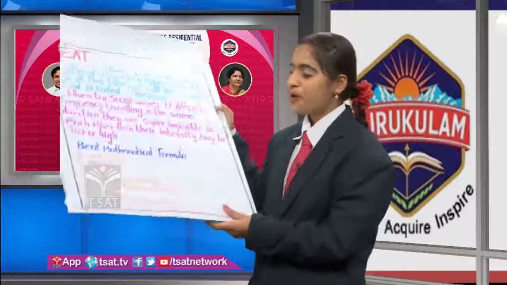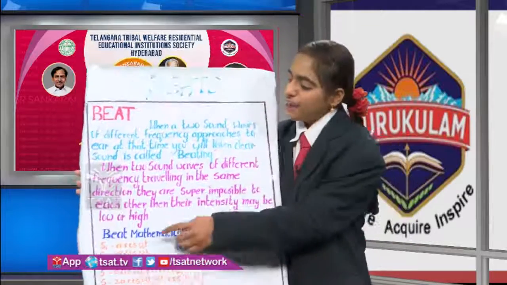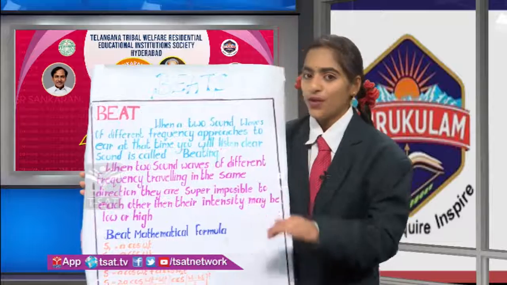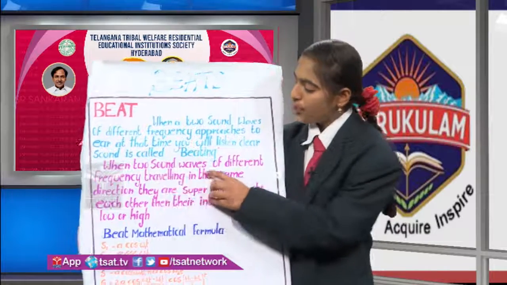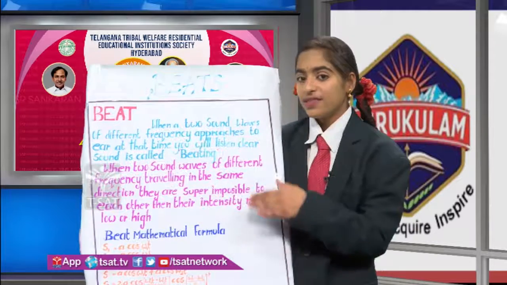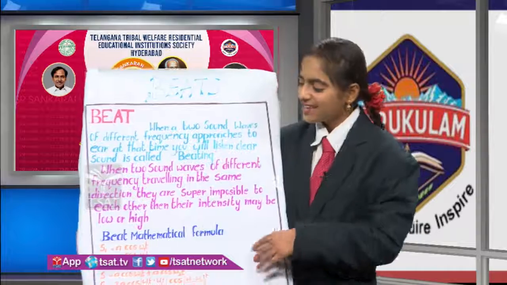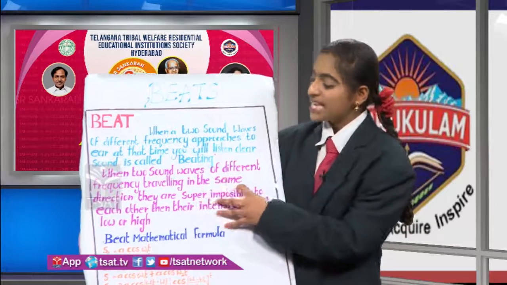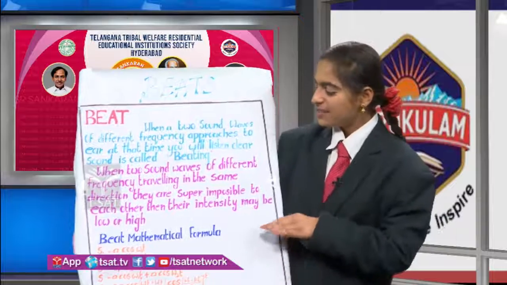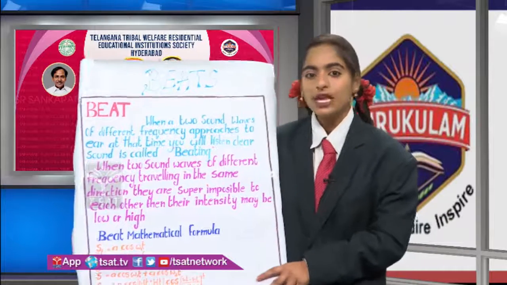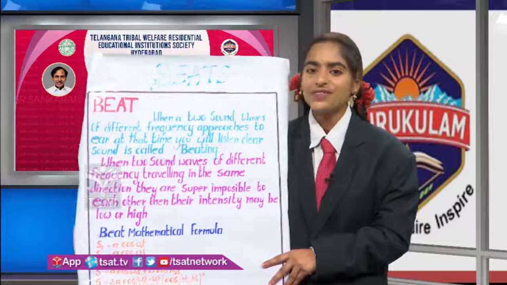The beat mathematical formula we have also written in the chart work in front of you. Before going to that, one more main point we discuss in beating. When two sound waves have different frequencies, not the same, in the same direction, the waves are traveling in the same direction. They superimpose on each other. Superimposing means they are traveling in the same medium and interfere with each other.